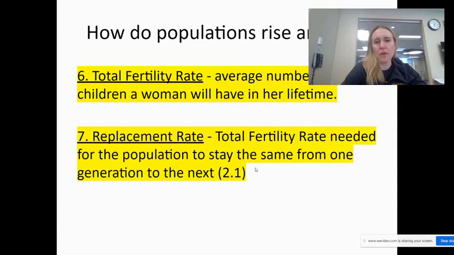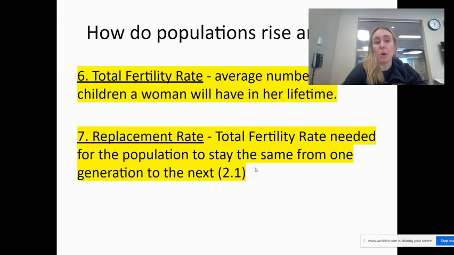Okay, a couple other terms that you're going to be using. The next one's total fertility rate, and that's the average number of children a woman will have in her lifetime. So we take the entire population, we count up how many children each woman is going to have, and we average that. So in a country where their total fertility rate is 3, that means on average, each woman in the population is having 3 children. Some women are having 0, some women are having 7, some women are having 2, some women are having 3, but on average, the average is 3.